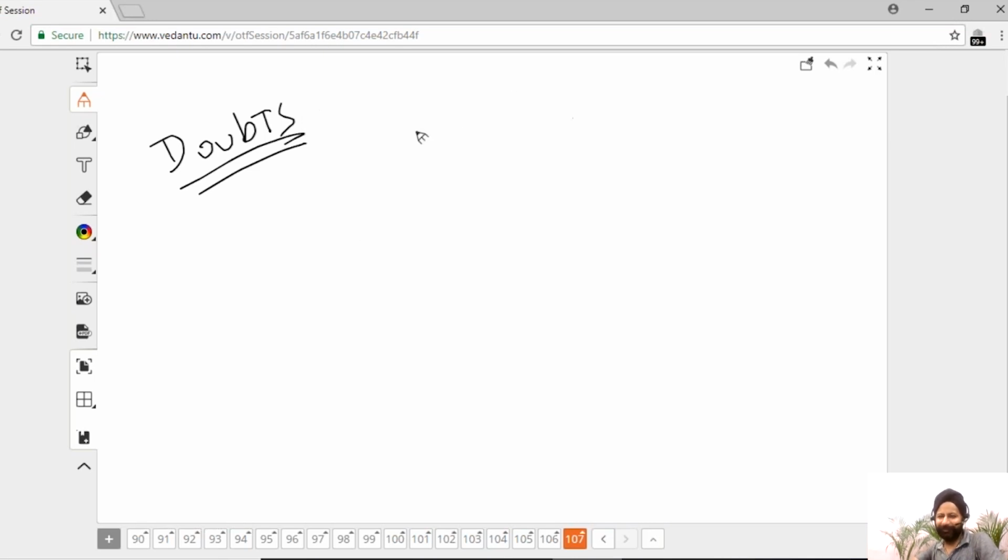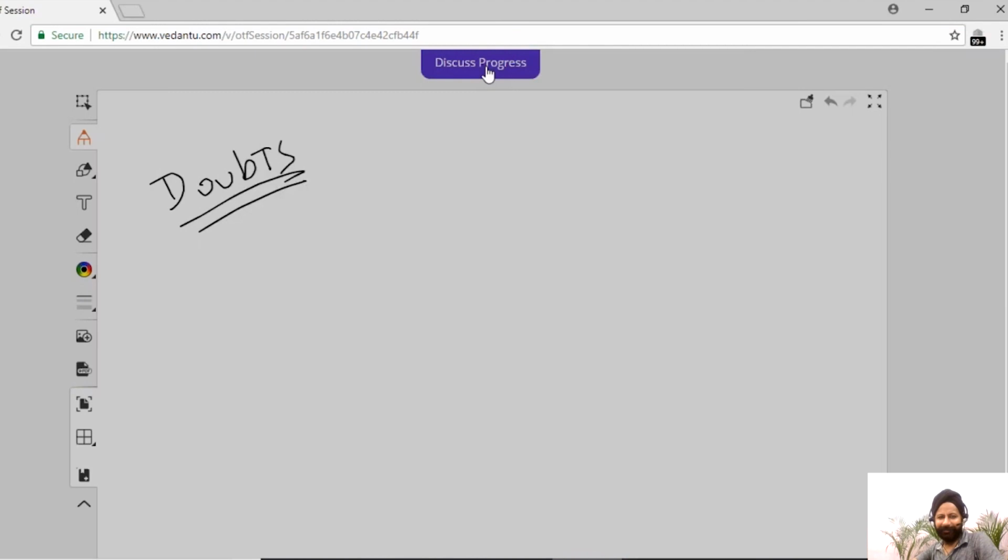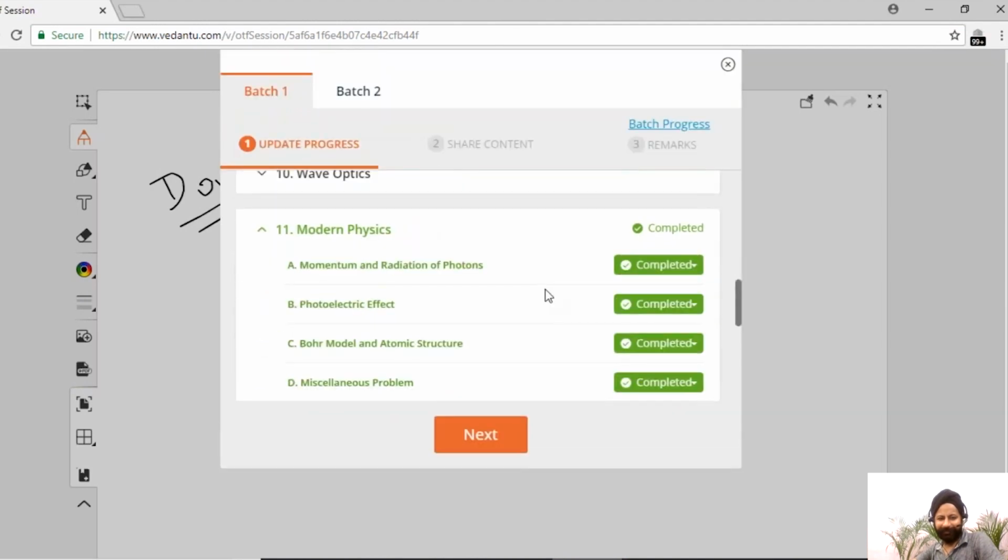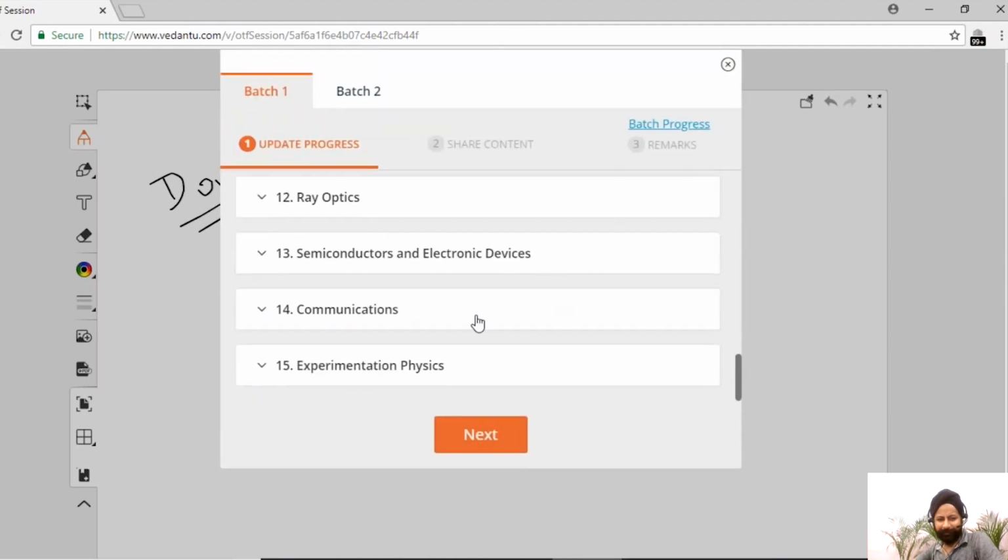No questions. In the meantime, I'll fill this form here. Yatri has left. That's fine. You can leave if you want to. Where did it go? Where did wave optics go? Here it is.